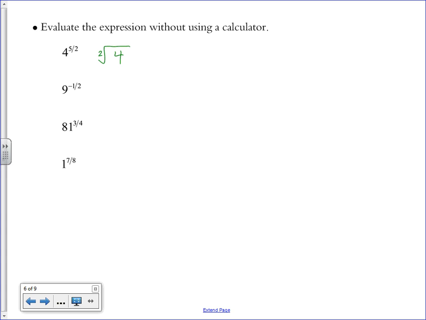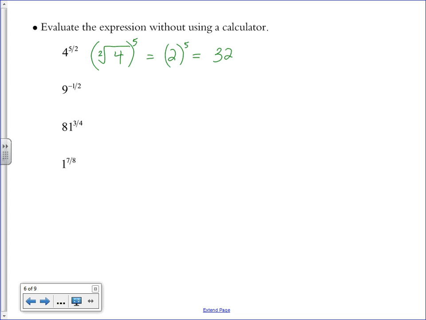Now that 5, the numerator of our fraction, we have the option of writing either inside or outside of the expression. I think it's going to be easier here if we write it on the outside, because we know what the square root of 4 is. The square root of 4 is 2, and then we can easily do 2 to the 5th power, and get 32 as our answer without using a calculator.